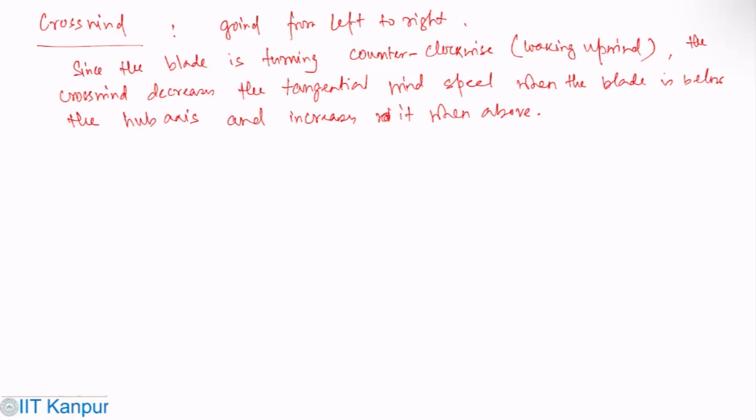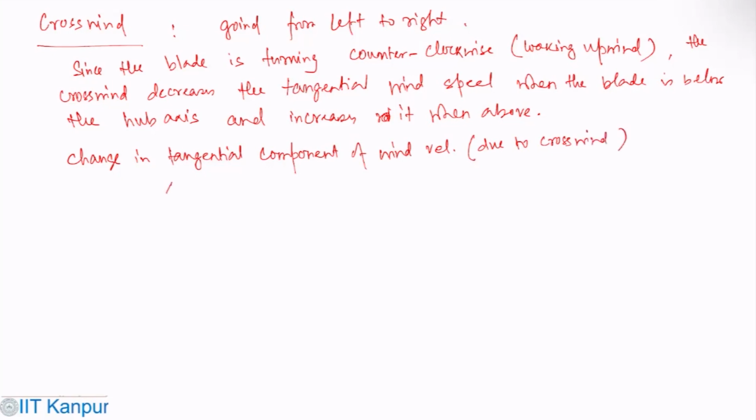Okay, so the change in tangential component of wind velocity, which is due to crosswind, is delta u_t crosswind effect equals minus V naught cos psi.